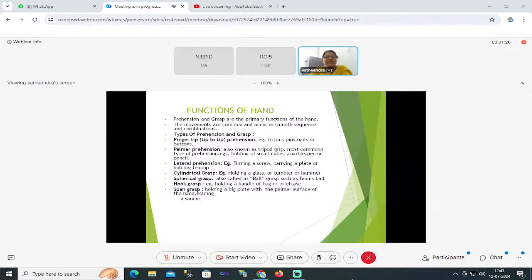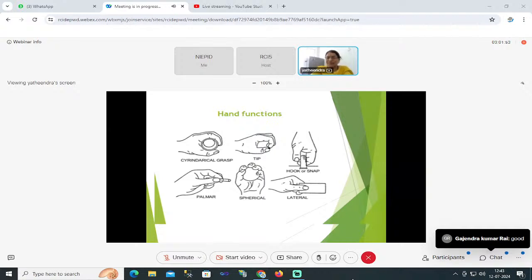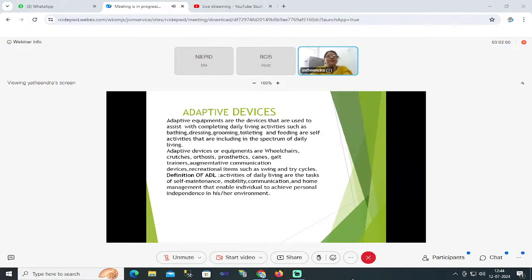Cylindrical grasp, for example, is holding a glass, tumbler or hammer. Spherical grasp is a ball grasp; when we hold a tennis ball, it is a spherical grasp. When we hold the handle of a bag, briefcase or bucket, it is a hook grasp. Span grasp is when holding a big plate with the palmar surface of the hand or holding a saucer. These are the pictures of hand functions: cylindrical, tip to tip, hook grasp, palmar, spherical and lateral.